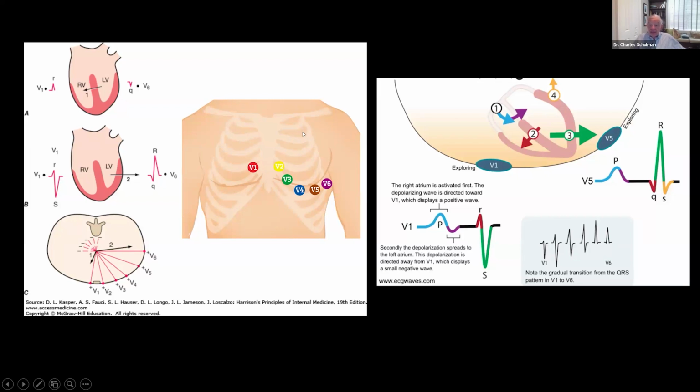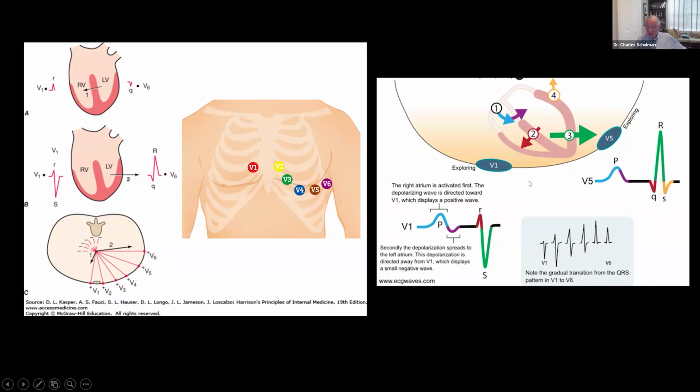The initial deflection of the QRS at the beginning of the QRS travels from left to right, leading to a small R wave in lead V1 here, right? It travels from left to right toward V1 and away from V5 and V6, you see? Writing a small Q wave.